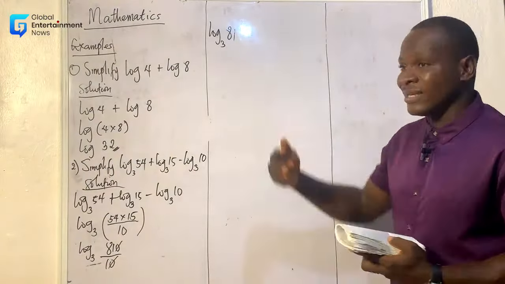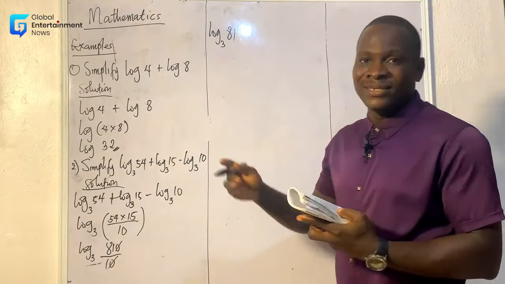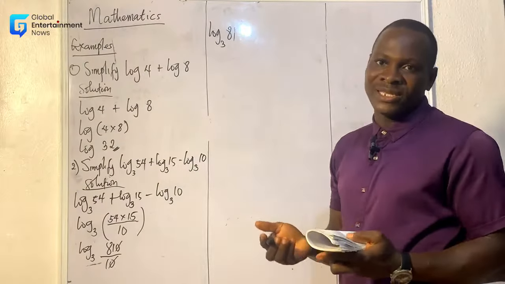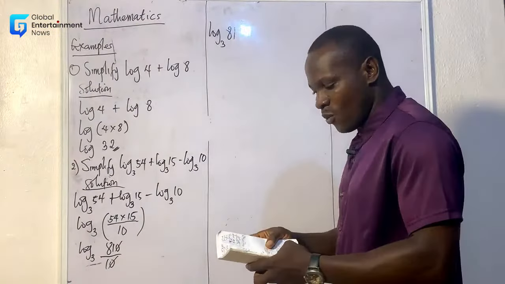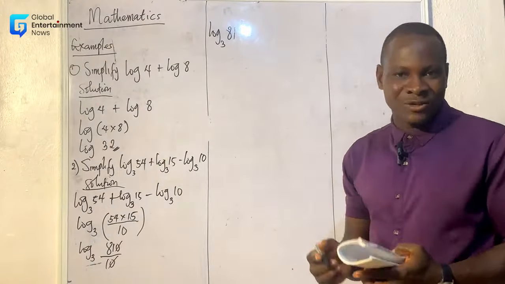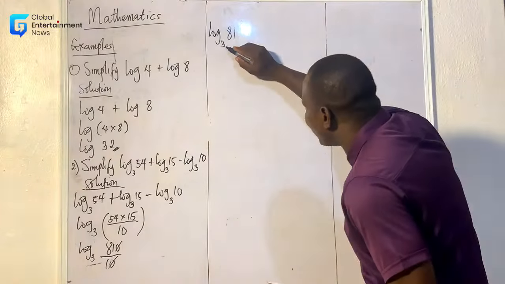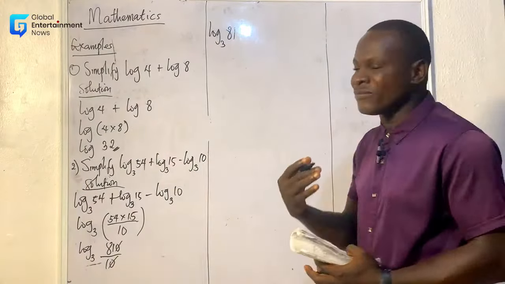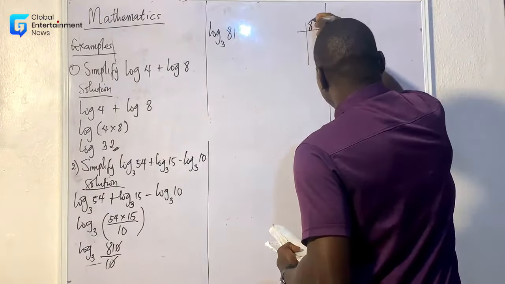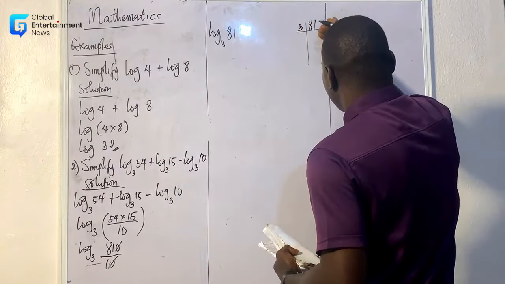You can't leave your answer here. If you leave your answer here, this is half done. That means you are going to get half mark. What do you need to do? You need to break this 81 down by expressing 81 in the power of 3. Let's break 81 down in the power of 3. So let's break it down. Use 3 to divide this. It gives us what?